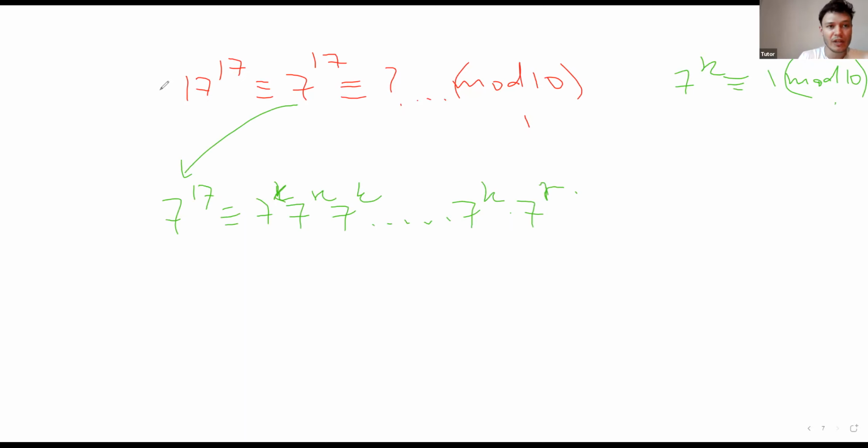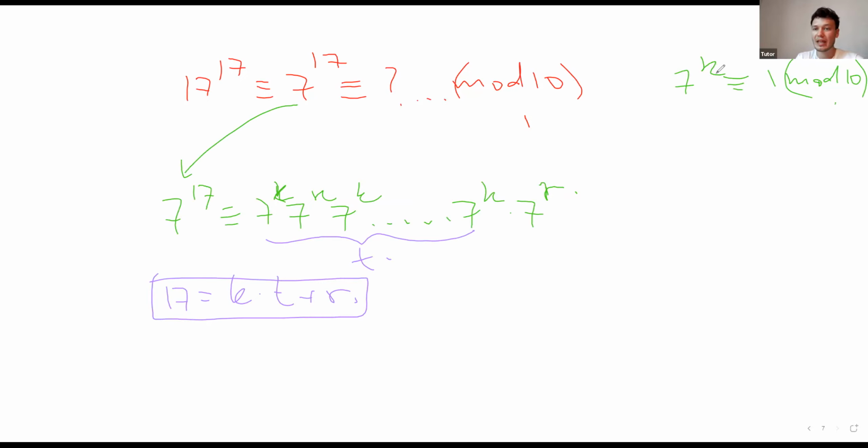Now what are we going to have? 17 is going to be a bunch of k's. So we're going to have that 17 is equal to k times some number t, plus r. So if I can find what k gives me 1 mod 10, then what do you see right away? You see that 7 to the k is 1, this is 1, this is 1, this is 1.